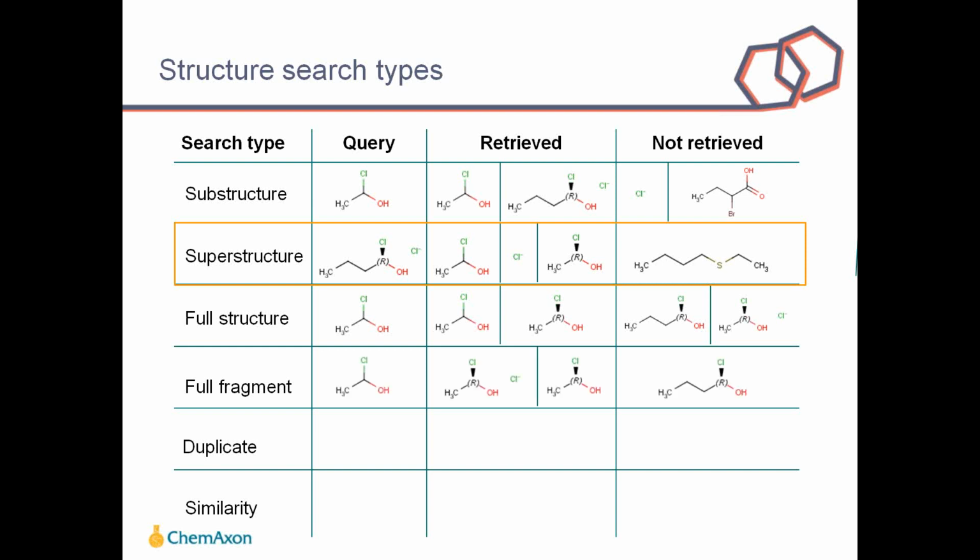Full fragment search is just like full structure, but not the whole target structure should be matched, but only one fragment of it, as it's seen in the first example in the retrieved column. Duplicate search is the most strict search type. You have to exactly match the query.